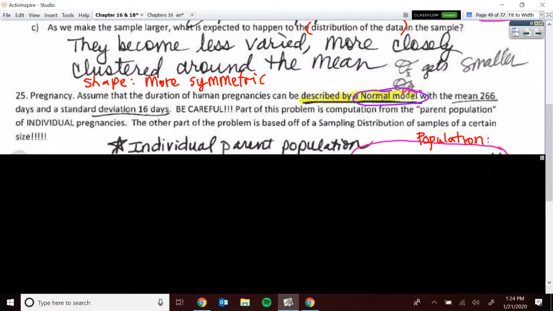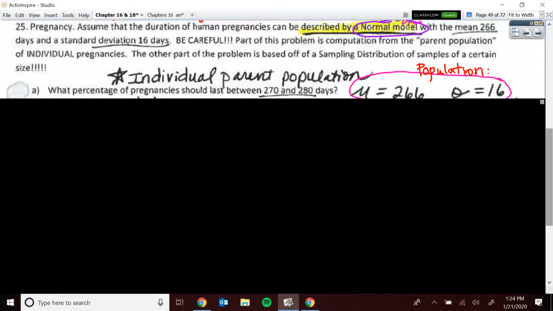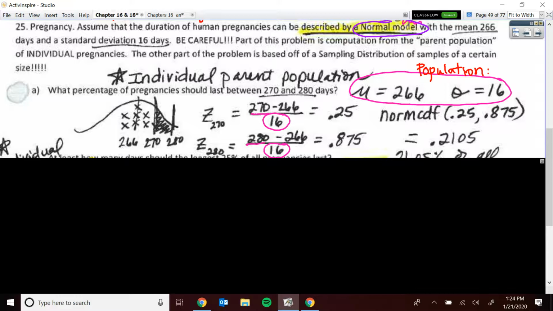Okay, let's see. What's this first one? This first one asks about pregnancies from the population, the proportion of all pregnancies that are between 270 and 280. So this is just like back from October, regular old finding your two z-scores and finding the area between them. The thing I want to draw your attention to is the standard deviation I used was indeed the population standard deviation. See right here? Population standard deviation of 16. I'm going to really point that out because later it changes. Later we use a different standard deviation.